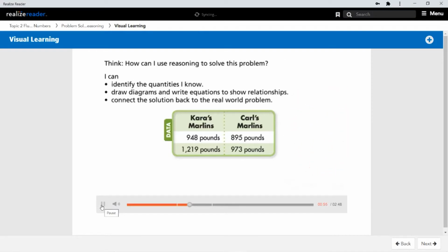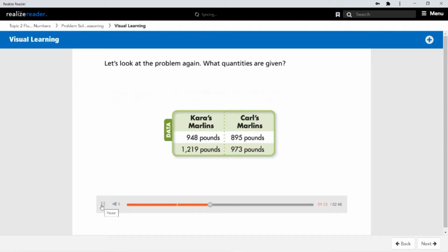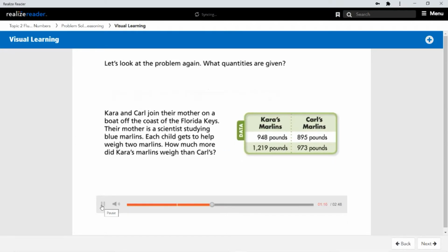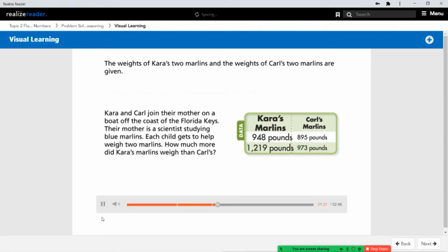Think, how can I use reasoning to solve this problem? I can identify the quantities I know. I can draw diagrams and write equations to show relationships. I can connect the solution back to the real-world problem. Let's look at the problem again. What quantities are given? The weights of Kara's 2 marlins and the weights of Carl's 2 marlins are given.